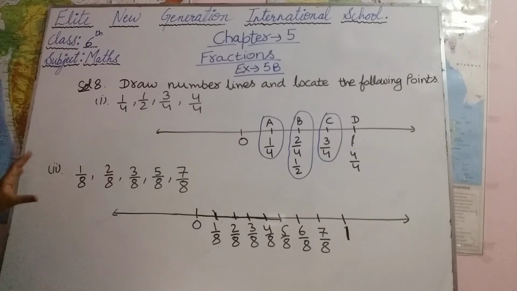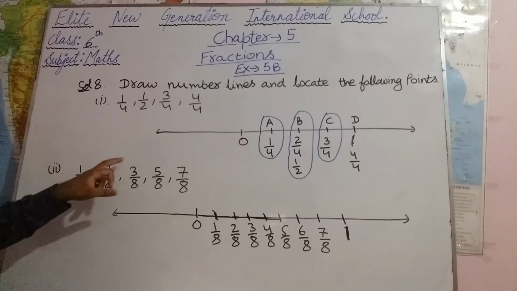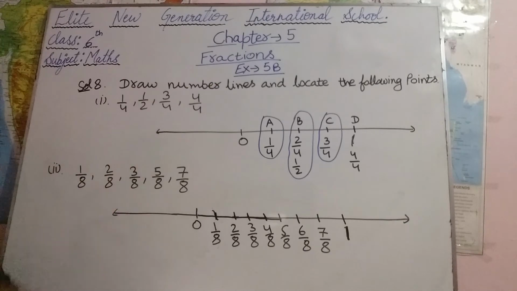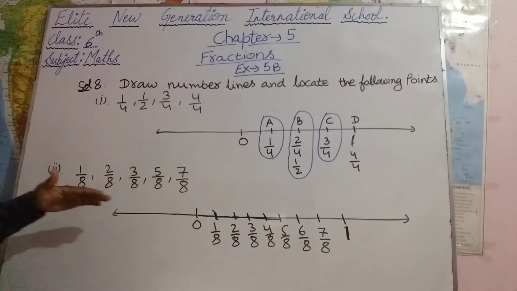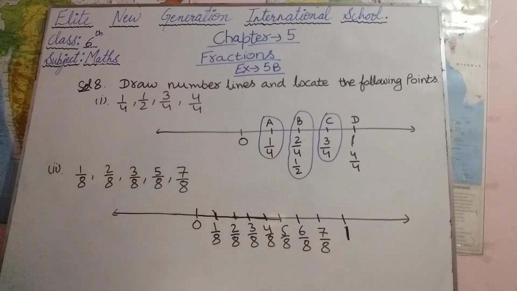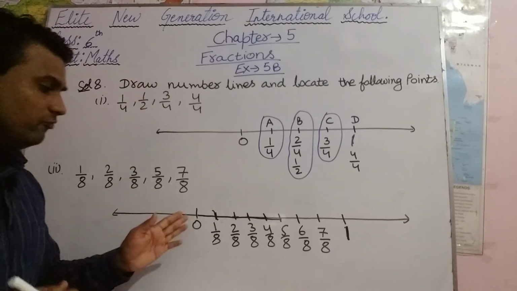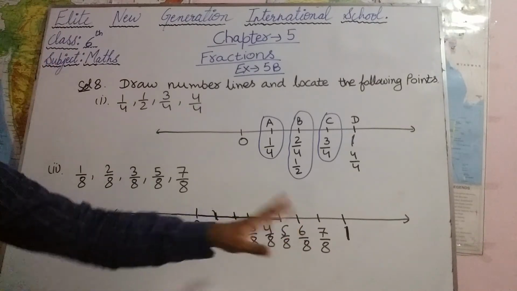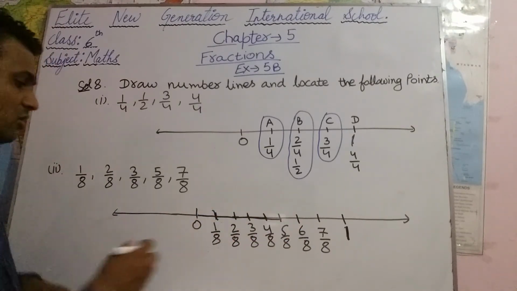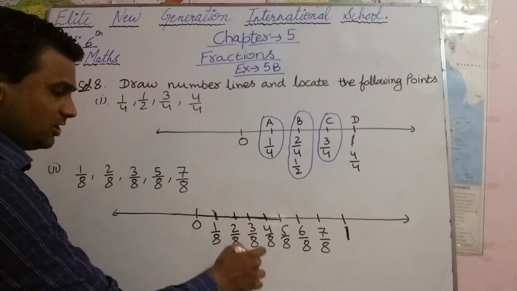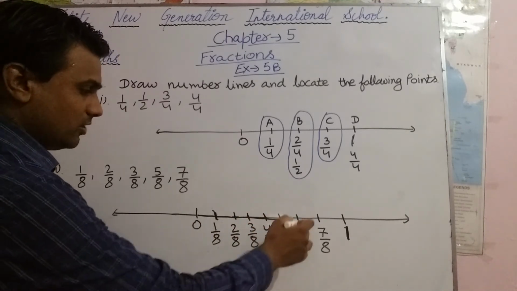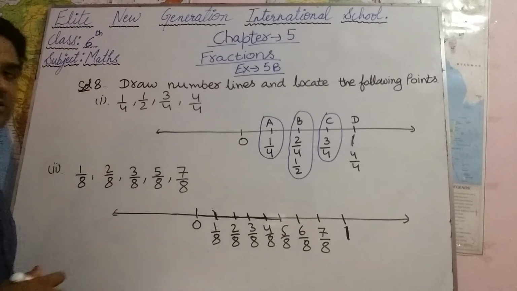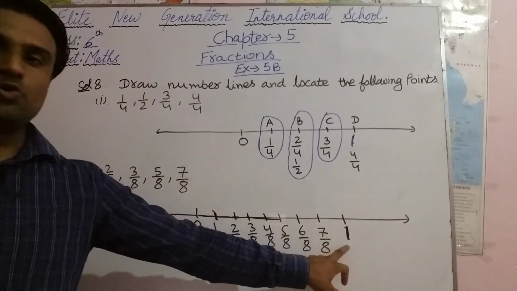Now similarly, see its second part. In second part we have to locate these numbers, that is 1 upon 8, 2 upon 8, 3 upon 8, 5 upon 8 and 7 upon 8. So here also we have to draw a number line, and on this number line we have to do 8 equal parts between 0 and 1. So here it will be 1 upon 8, 2 upon 8, 3 upon 8, 4 upon 8, 5 upon 8, 6 upon 8 and 7 upon 8, and 1 will be equal to 8 upon 8.